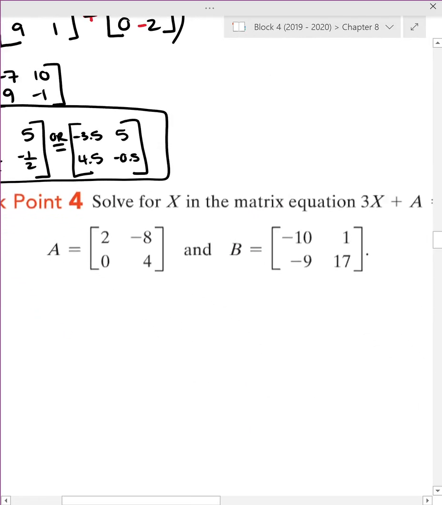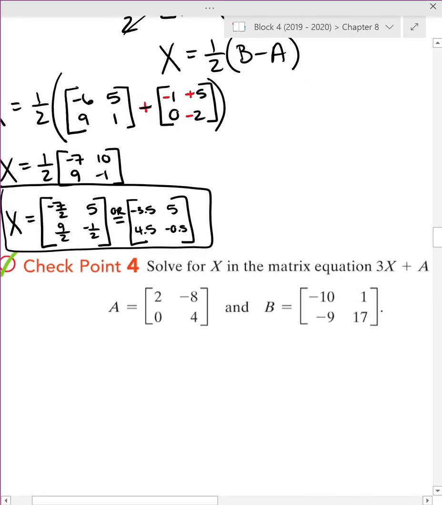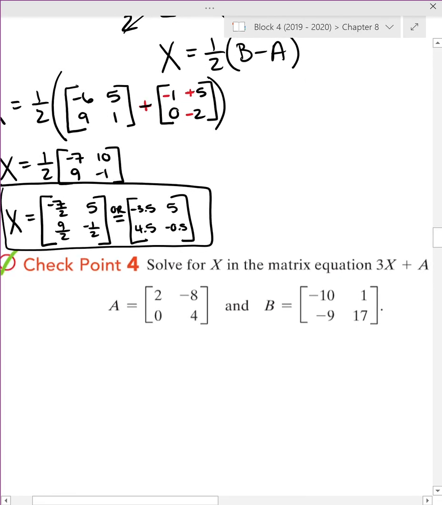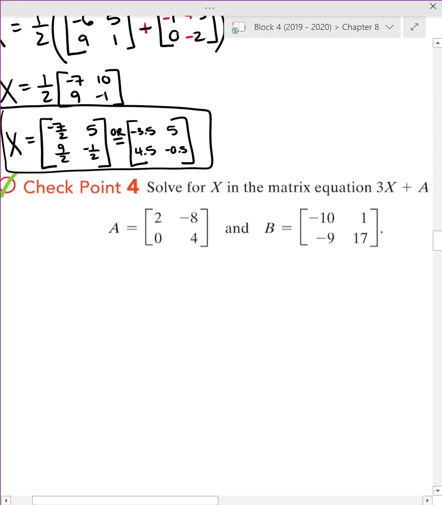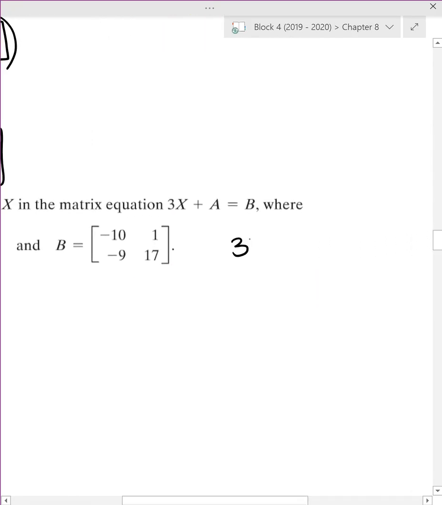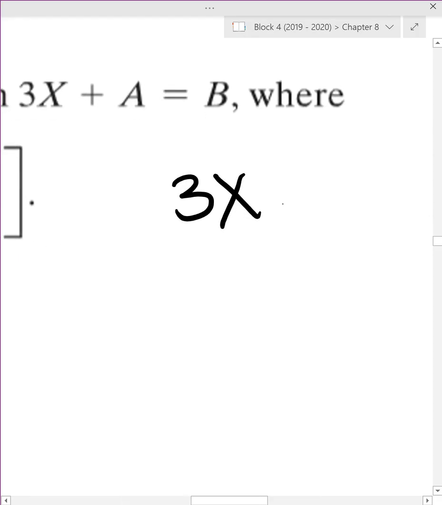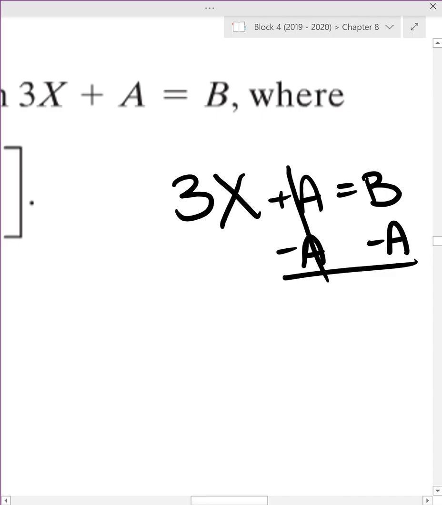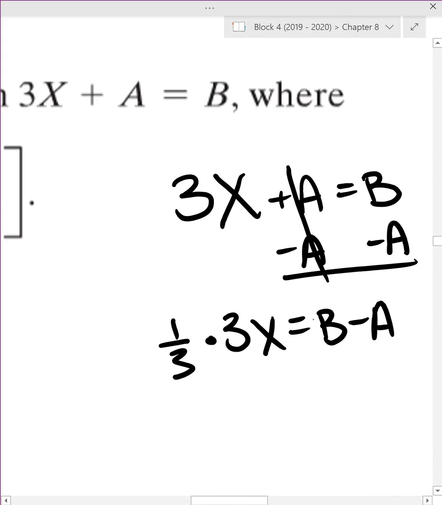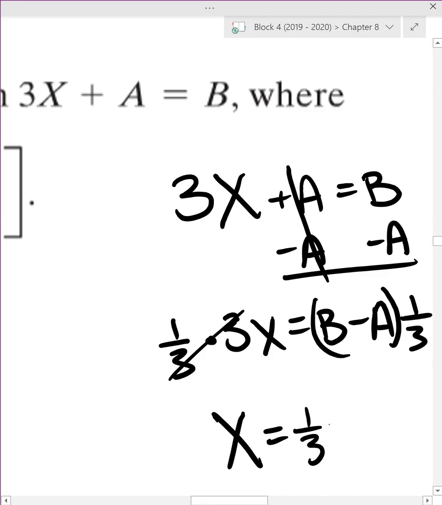Okay. Try checkpoint 4, and then we'll move on. Okay, so it says 3x plus a equals b. So I'm going to minus a to both sides. And then I'm going to divide, well, wait, no dividing. I'm going to multiply both sides by a third, same as dividing by 3. We get x is 1/3 b minus a. Okay, so we have to do b minus a first, and then we will times it by a third.